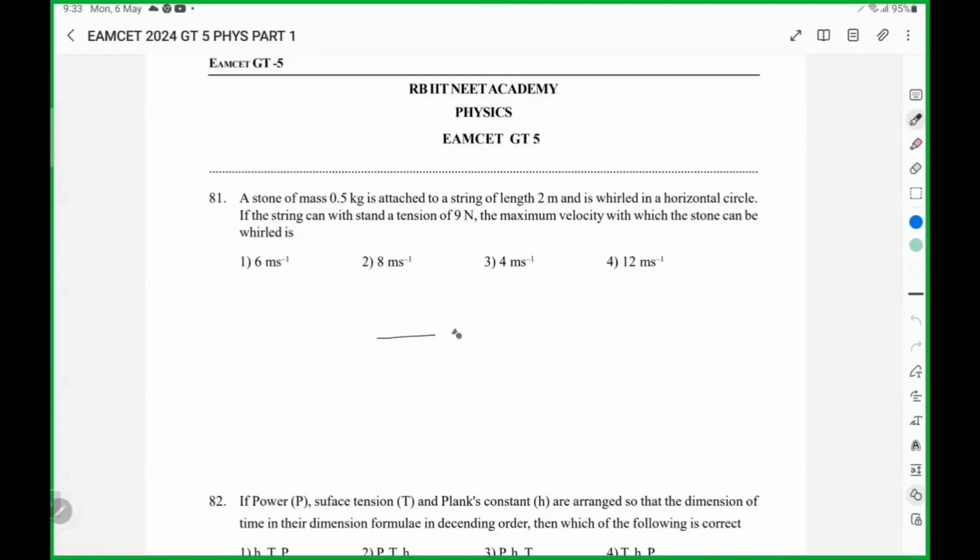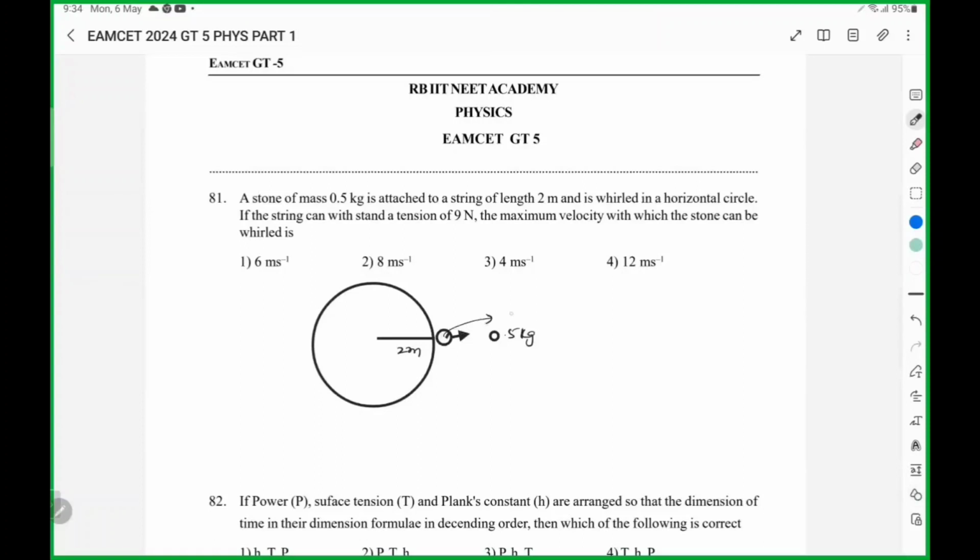0.5 kg is attached to a string of length 2 meters and is whirled in a horizontal circle. If the string can withstand a tension of 9 newtons, then find the maximum velocity.